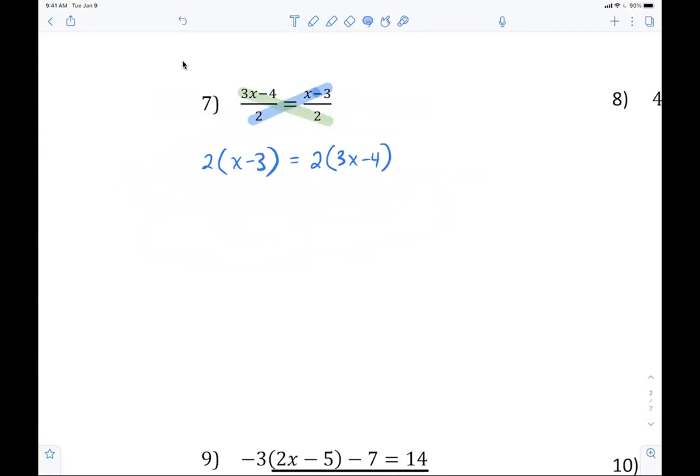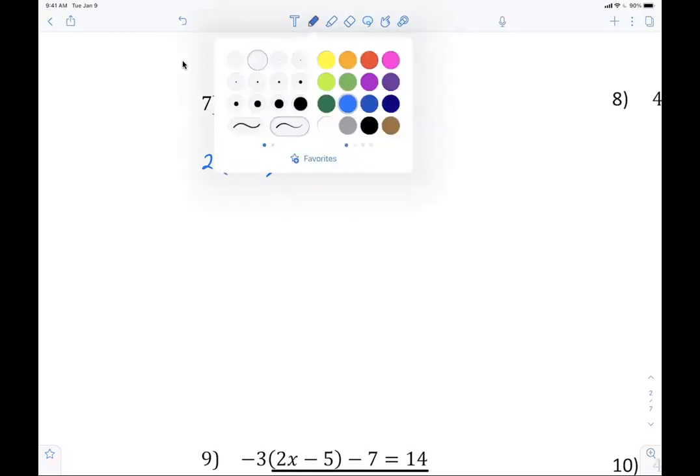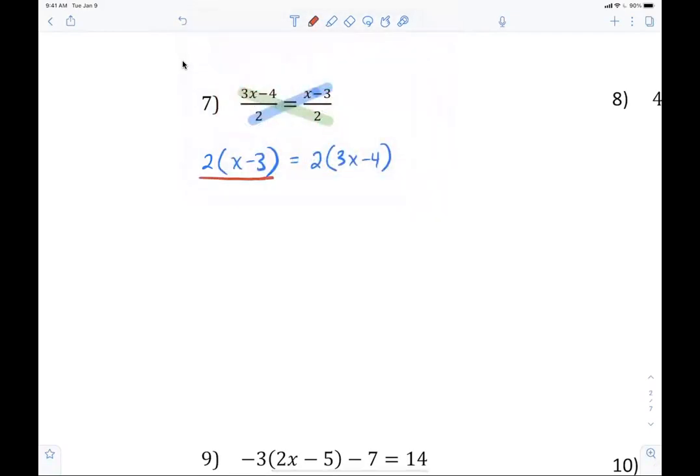All right, now, should I distribute here? Or what would be something even quicker than distributing? Divide by what? Divide both sides by 2. Now, the reason why I can divide both sides by 2 is because this is divisible by 2 and this is divisible by 2. Is that necessary? It's not necessary. It just means you understand math a little better. All right. Now I don't have to divide or multiply through by 2. I can just say x minus 3 equals 3x minus 4. If you distributed, understand you'll get the same exact answer.